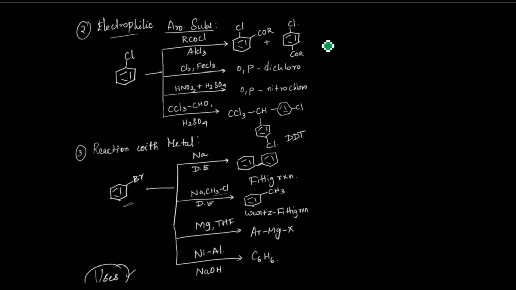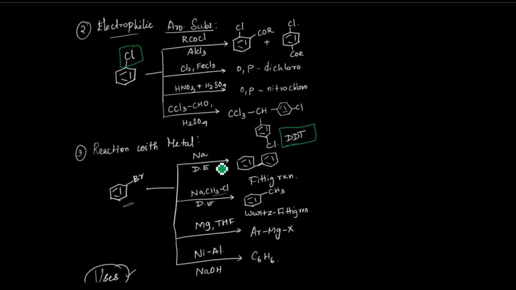Then electrophilic aromatic substitutions. In this case, let's say Cl is present. Cl is ortho-para directing. It is deactivating the ring, but ortho-para directing. So ortho-para substituted products have been formed. One among the important products is DDT. Okay, uses of DDT can also be asked.